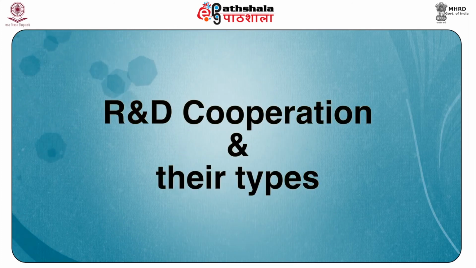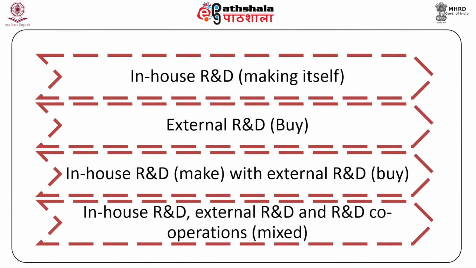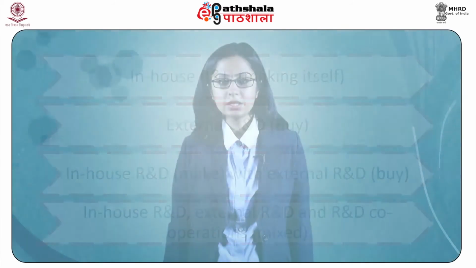Next is R&D cooperation and its types. Traditionally, the research and development process is instrumental to innovative behavior of firms and dynamic industries. R&D cooperation on the basis of firm strategy is commonly reflected in the following four major categories: in-house R&D, making itself; external R&D, buying; in-house R&D with external R&D; and R&D cooperation mixed. The economic theory based empirical studies provide some insight on why firms choose in-house, external or cooperation as an efficient way to organize their R&D activities.